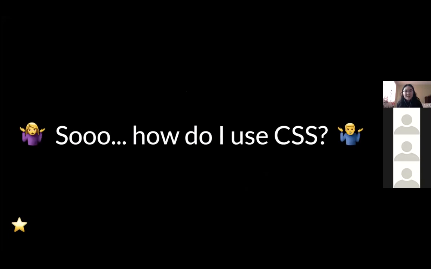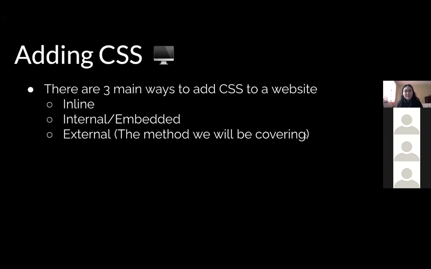So how do you use CSS? Well, technically there's 3 ways of adding CSS. There's inline CSS, internal or embedded CSS, and external CSS. Generally speaking, each type has its advantages and disadvantages, but we'll be covering external because when you look at most websites that have really fancy designs, they use external CSS.